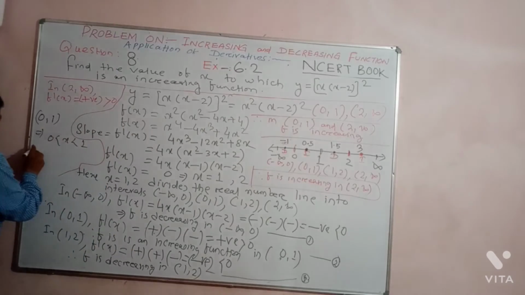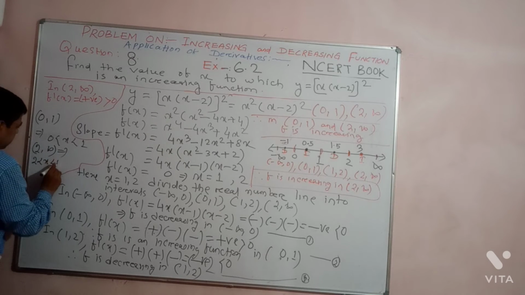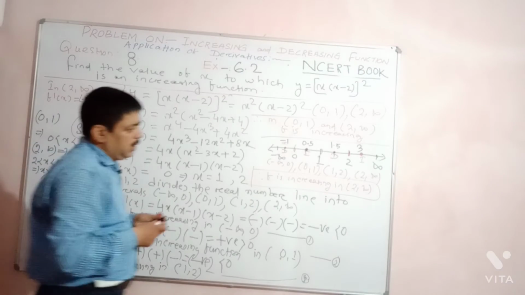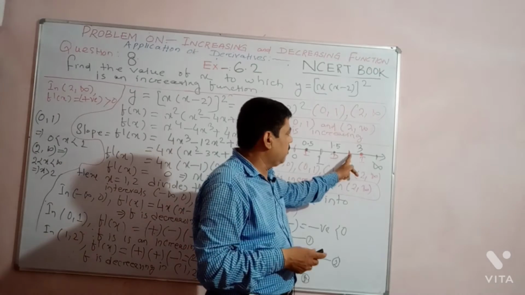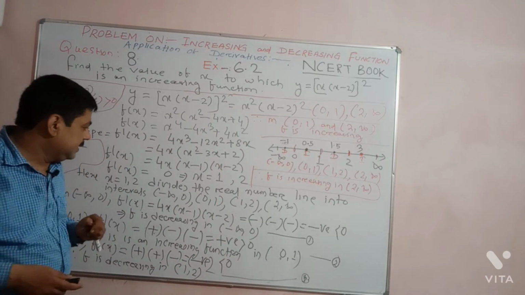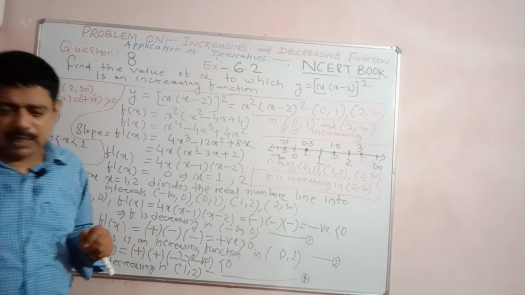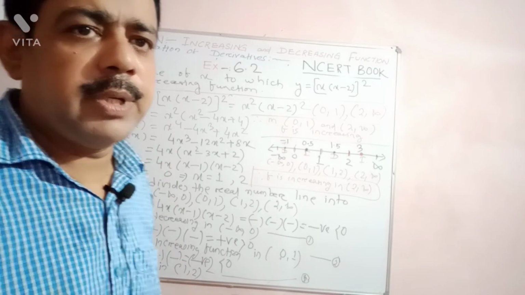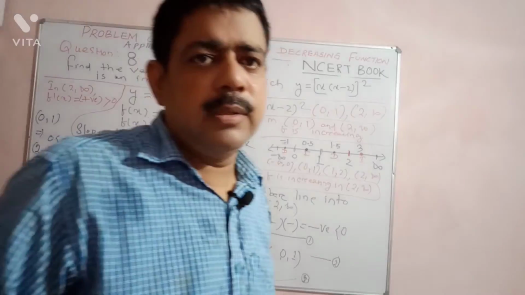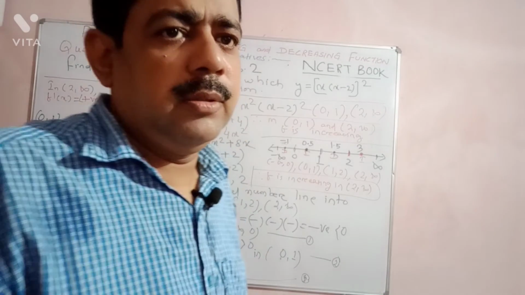Again, the interval 2 to infinity means what? What is the meaning of that? It means 2 is less than x is less than infinity, that implies x is greater than 2. It means when x is greater than 2, whatever the domain value, the function is also an increasing function. Understand? So this is what we get. We need to find out in which interval the function is increasing. Okay, understand?